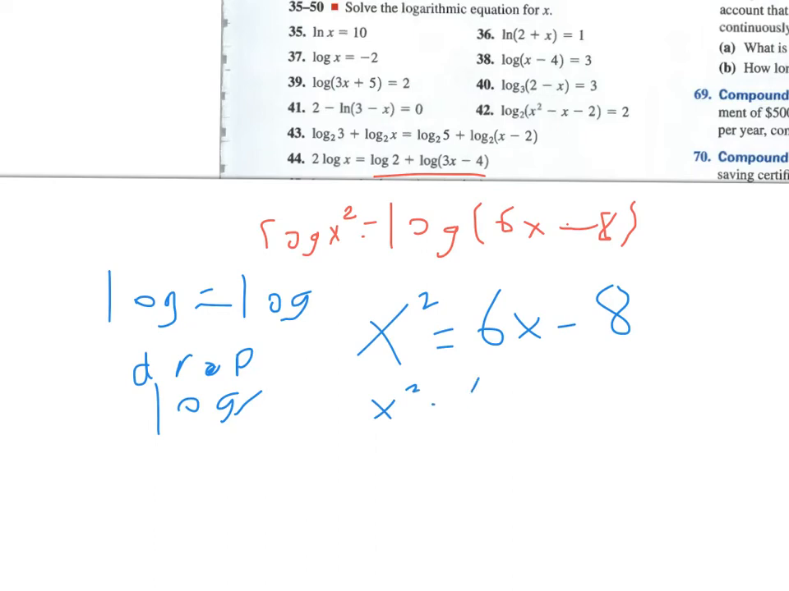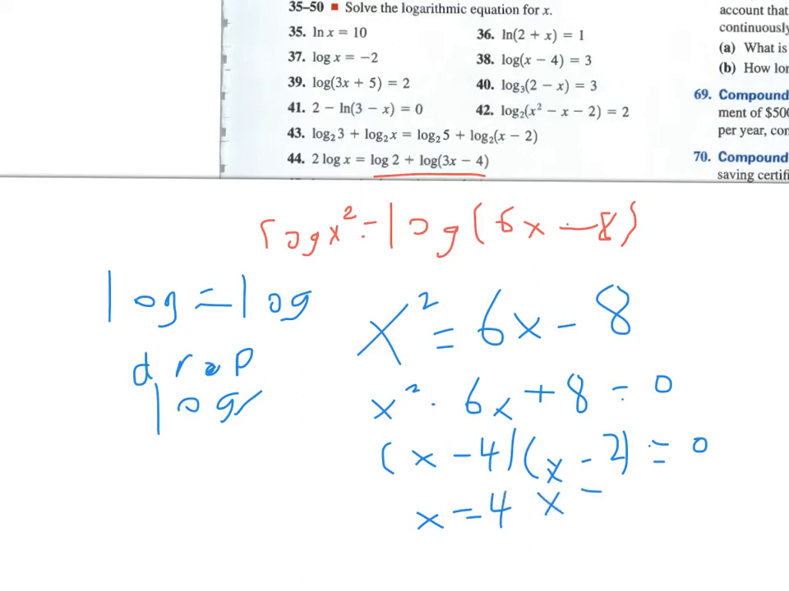Now this is a quadratic, so I need to get one side to 0 to solve it. And then I'm going to factor. Looks like it's x minus 4 and x minus 2, that's equal to 0. And so I would say x equals 4 and x equals 2.